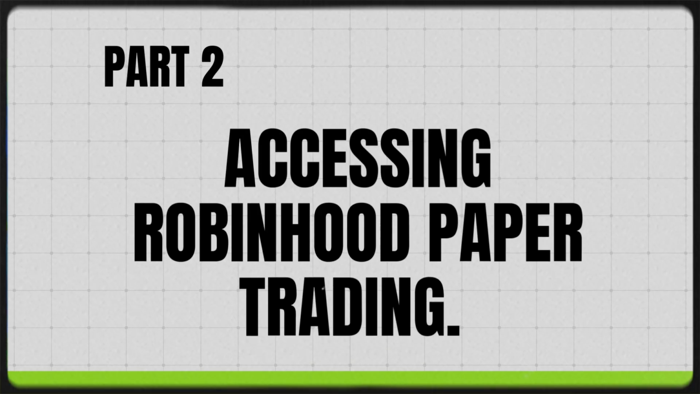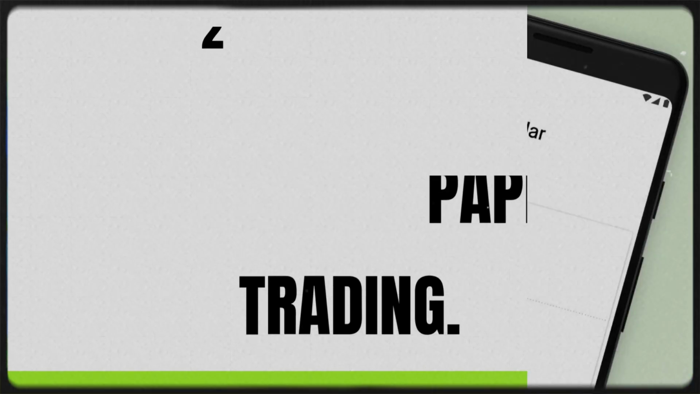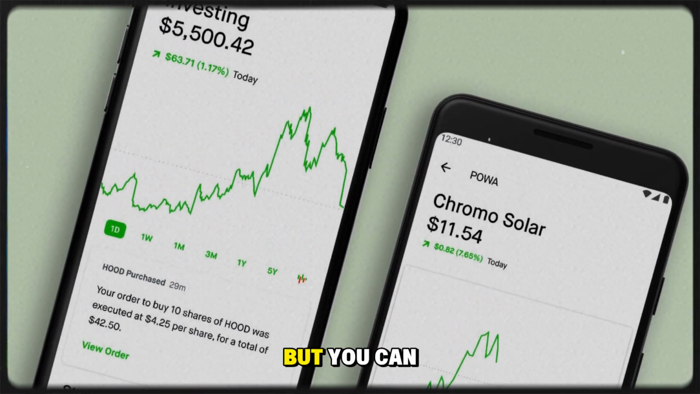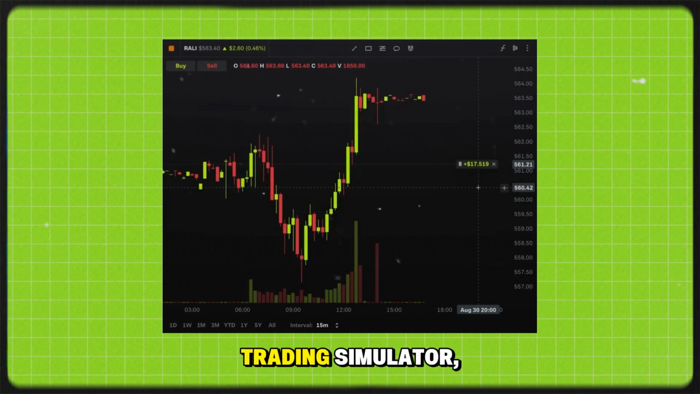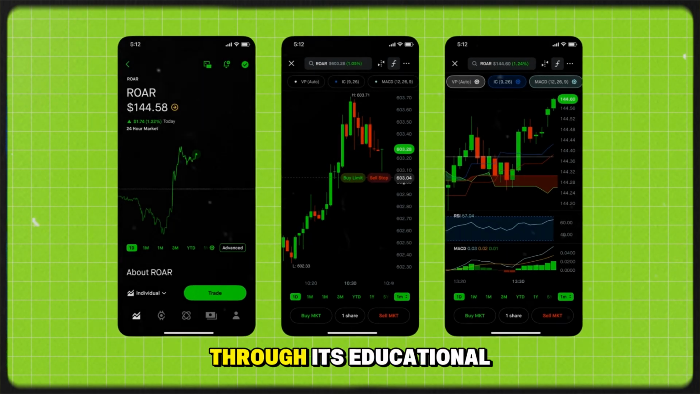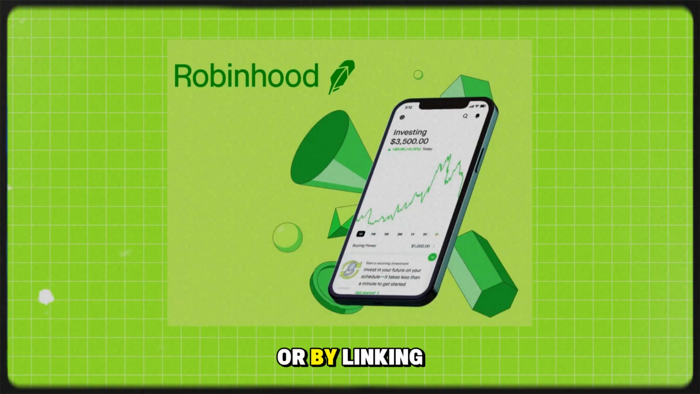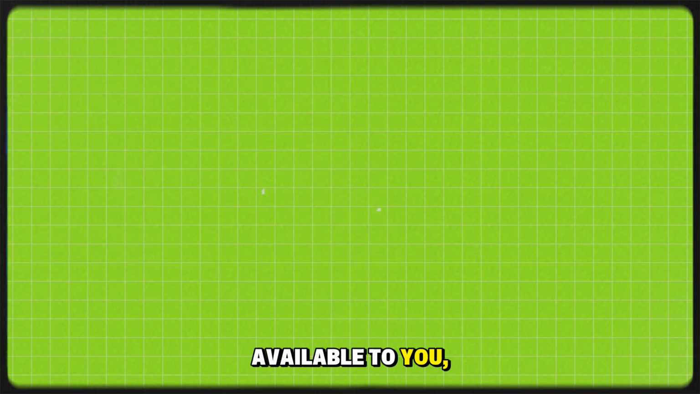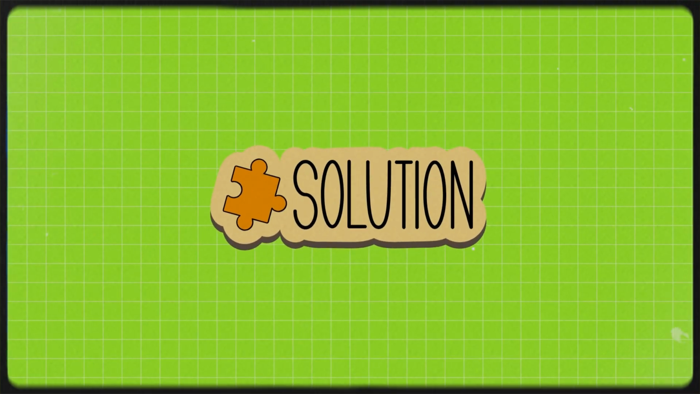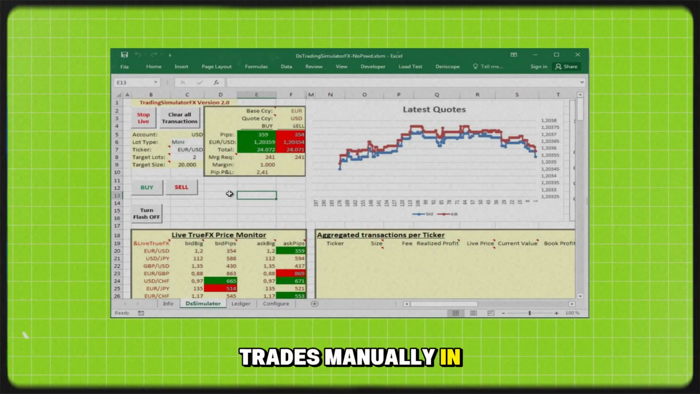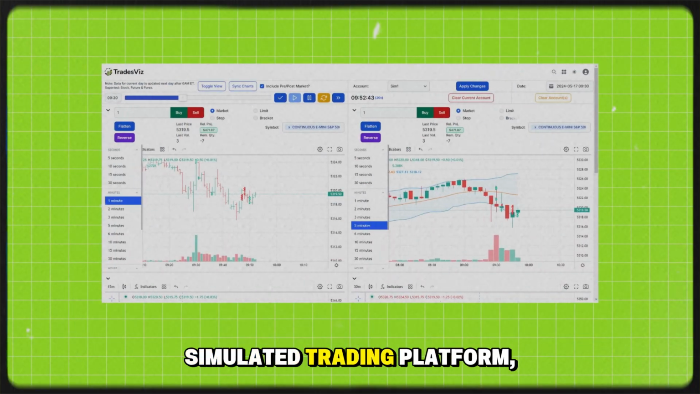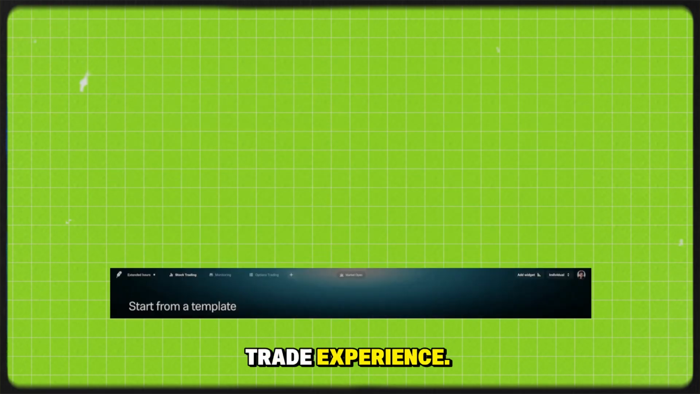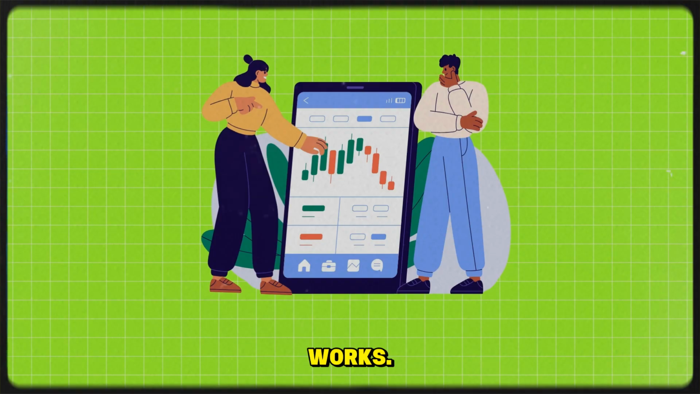Part 2. Accessing Robinhood paper trading. Currently, Robinhood doesn't offer an official paper trading feature inside the app, but you can still practice using their virtual trading simulator, which Robinhood introduced through its educational tools, or by linking to a connected practice account. If that's not available to you, don't worry. There are workarounds. You can track trades manually in a spreadsheet or use a simulated trading platform, then mirror Robinhood's options chain to replicate the trade experience. It takes discipline, but it works.